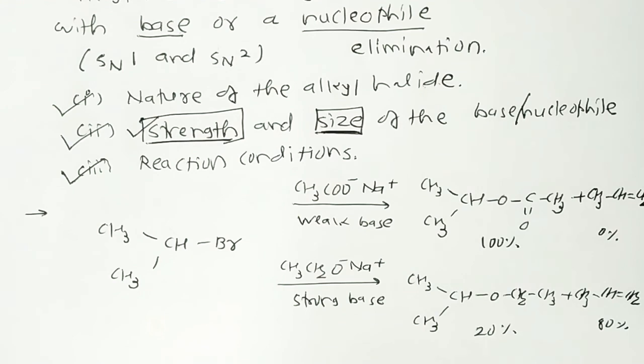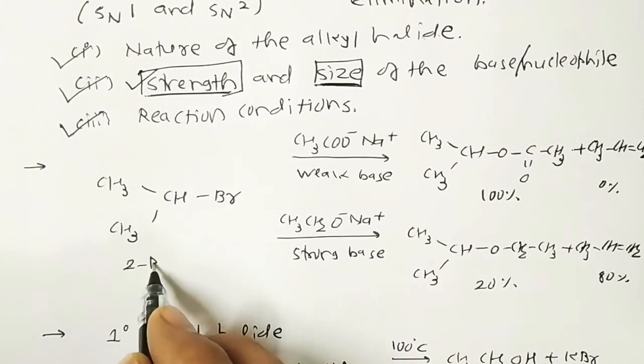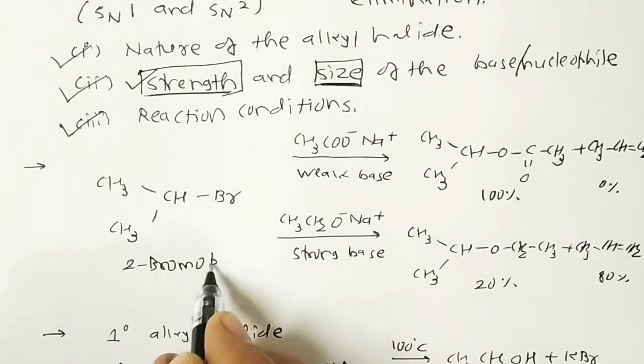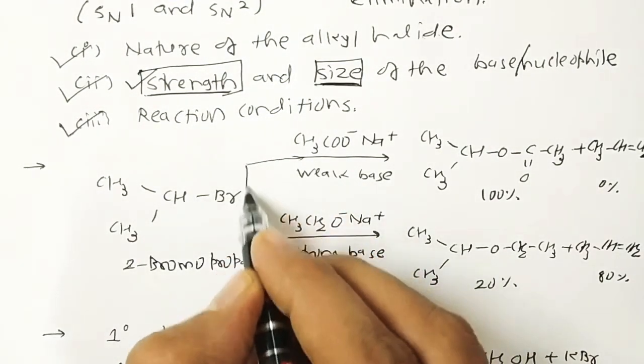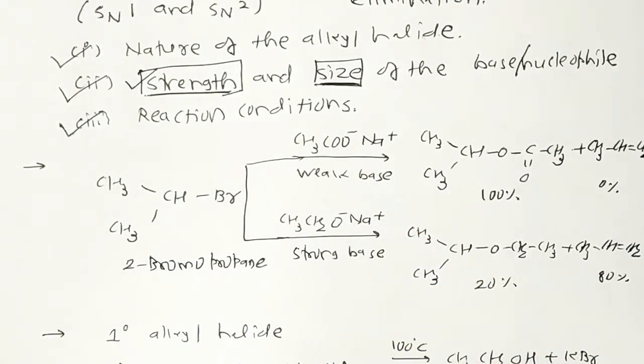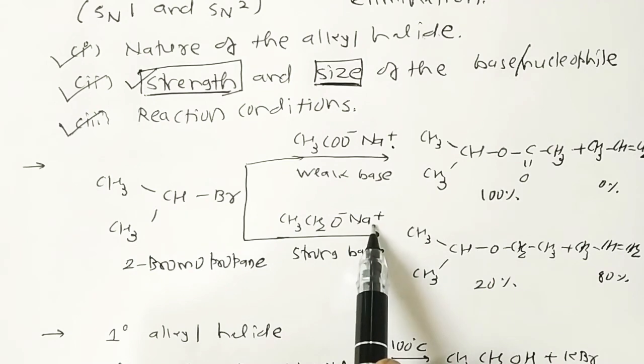What is the strength that relates with the rate of the reaction? Same example, it's a 2-bromopropane. When this 2-bromopropane reacts with 2 different types of base, this CH3COO⁻ Na⁺, and this is CH3CH2O⁻ Na⁺.